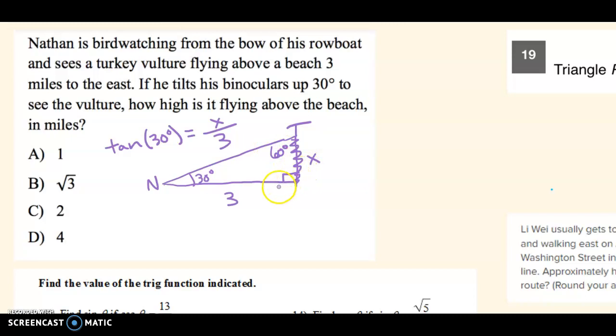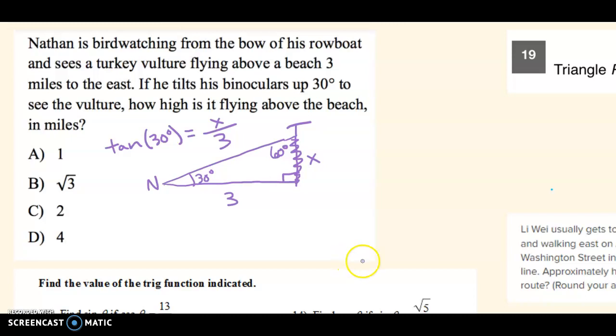Now, one thing we could do is potentially plug this into our calculator, solve for x, and we'd get the answer. Another thing we could do is recognize that tangent of 30 degrees is the same thing as sine of 30 degrees over cosine of 30 degrees. And based on what we know about the unit circle, we could plug in 1/2 for sine of 30, root 3 over 2 for cosine of 30, do some math, and come up with our answer.